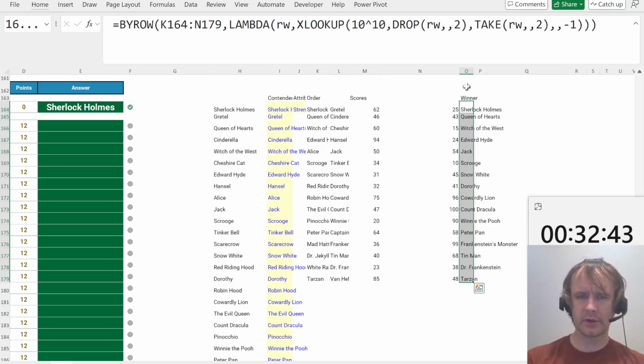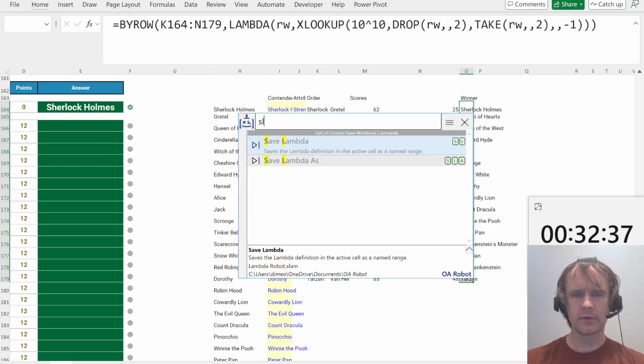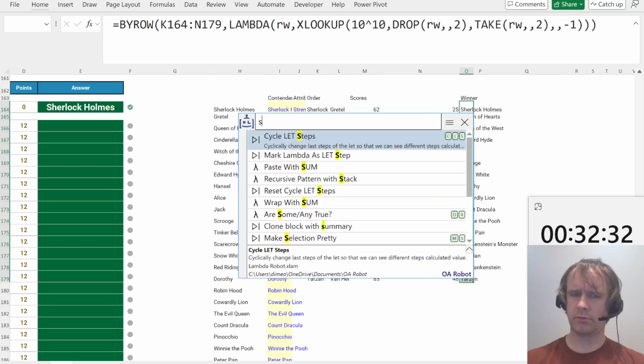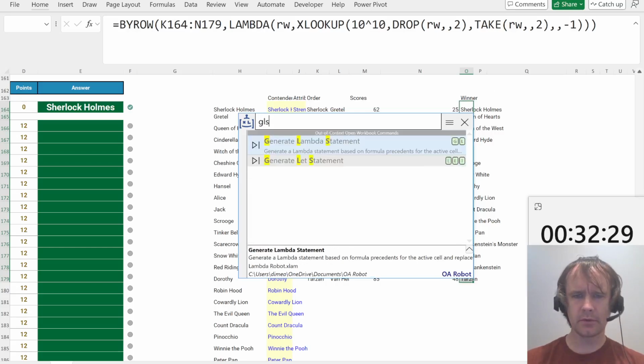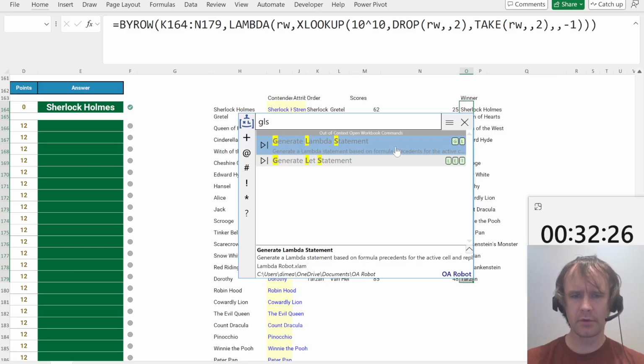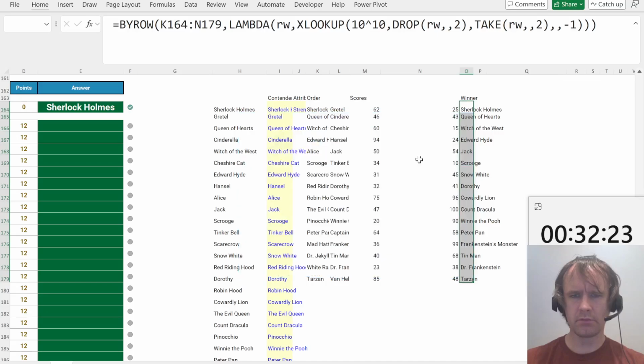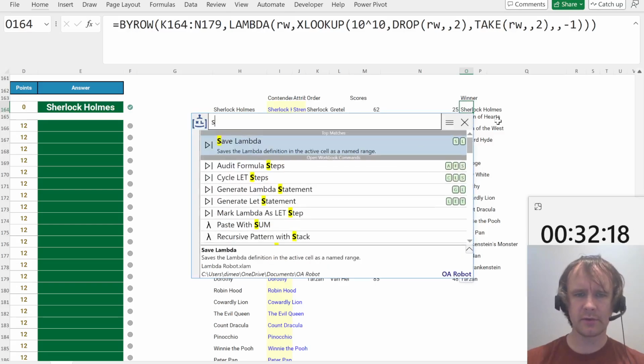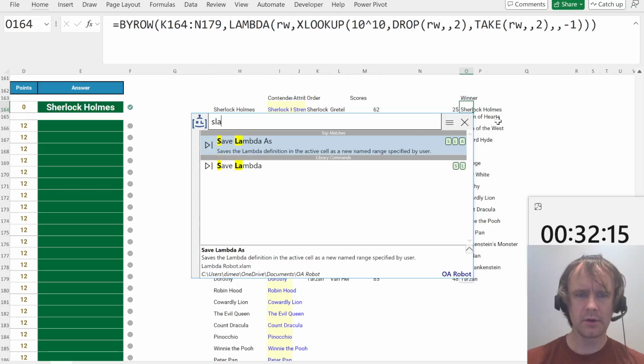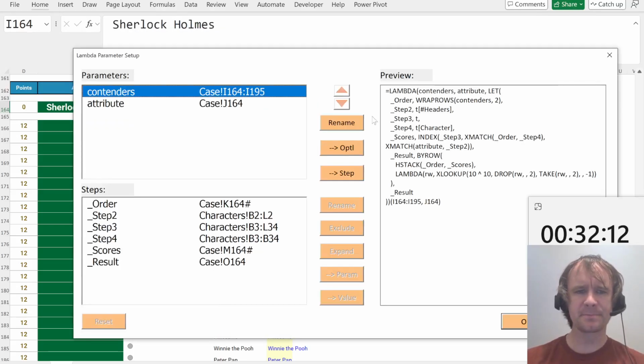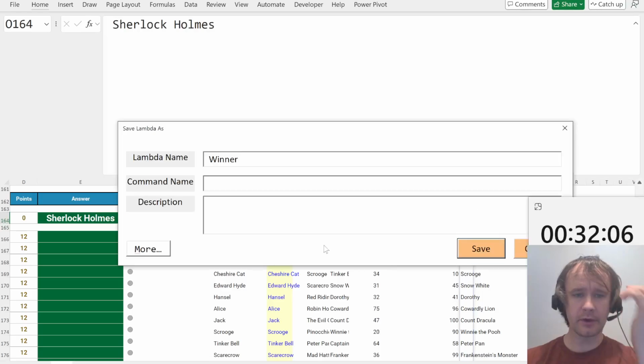So then let's try save lambda as. Alright, let's try generate lambda statement. Why is that grayed out? Okay. Oh, right, because I had the whole range selected, that's why. So let's try again, save lambda as. Oh, there we go. Contenders, attribute, that looks fine. We'll soon find out if it's working. I'll call this 1 round.